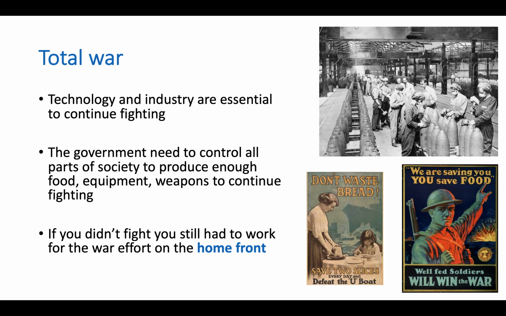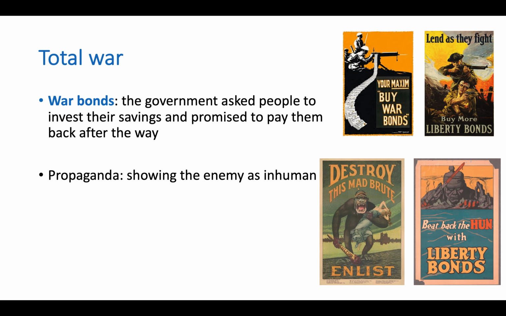It meant that people on the home front, this means in Britain or France or Germany, people who weren't fighting, all aspects of their lives were very tightly controlled by the government. How much food they could eat, how much they could buy in the shops. The government also asked people to lend them money from their own savings. This is money that they have saved. Said, lend it to us so we can then buy more guns, so that we can then equip our soldiers. These were called war bonds in Britain, or liberty bonds in America.